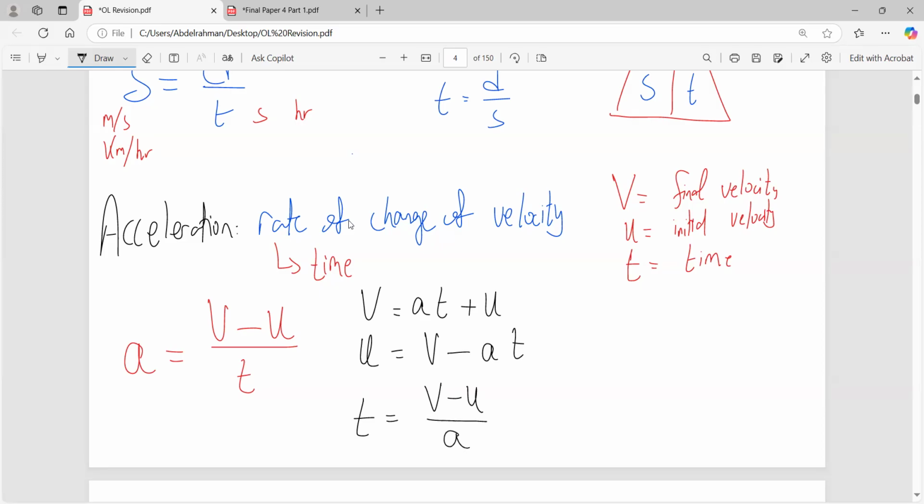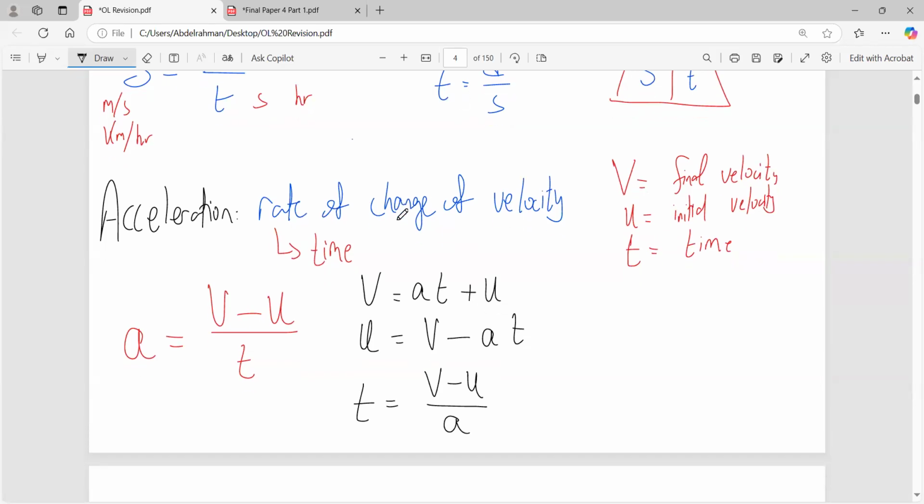You can take a quick screenshot of this now. So a equals v minus u over t to find the acceleration; v equals at plus u to find the final velocity; u equals v minus at; and t equals v minus u over a. Of course there is some math, but I don't care about the math or the operations for each one for the time being. Okay, acceleration.